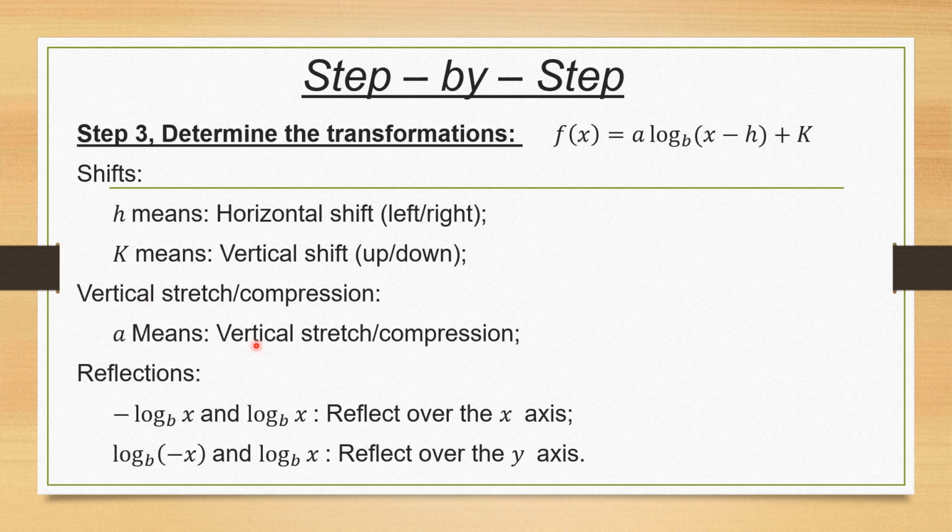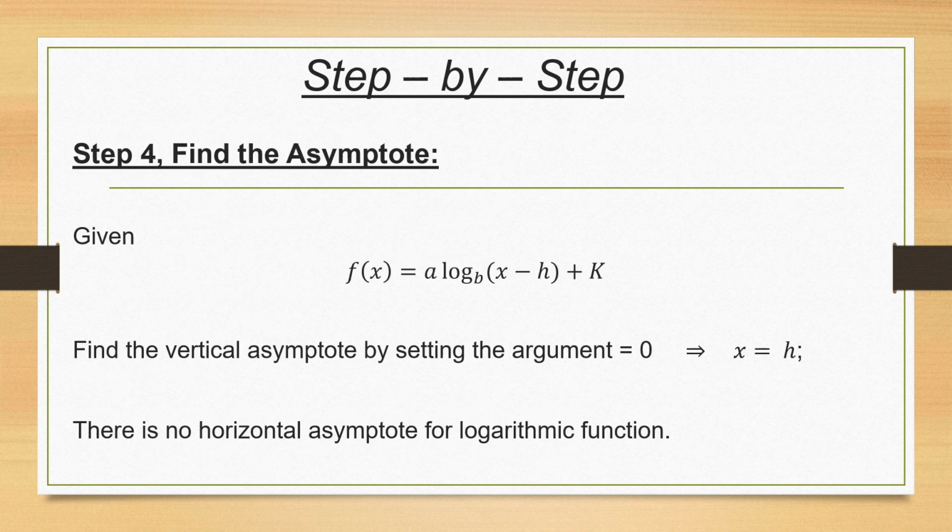Now the reflections are caused by a and by whether x is negative. When a is negative, there's a reflection over the x-axis, and when x is negative, there's a reflection over the y-axis. So step 4 is to find the asymptote.